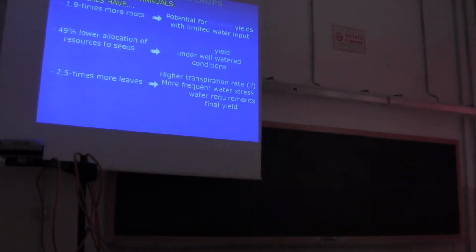And then finally, more leaves. If the coupling with the atmosphere is good, this would mean higher transpiration, so faster depletion of the available water, so more frequent water stress, so more frequent reduction of biomass and yield due to water stress. Bad. So we basically don't know what the net result of this is in terms of water requirements and their stability.